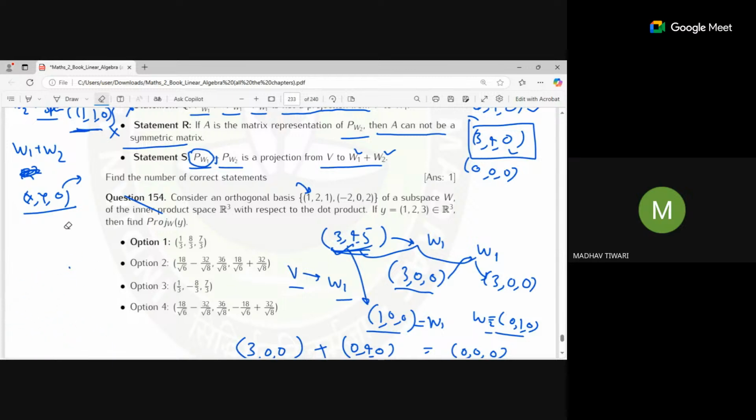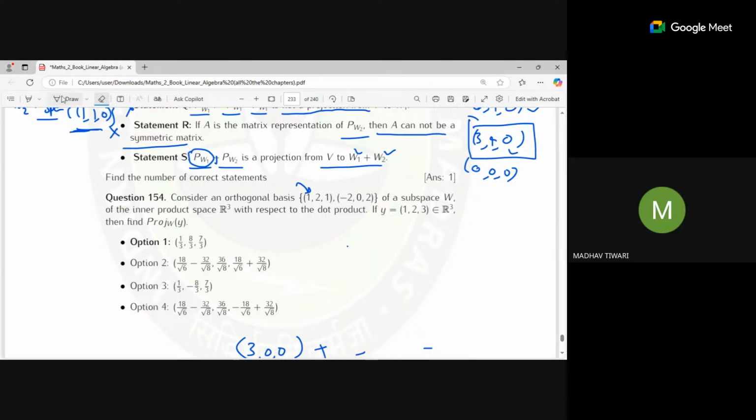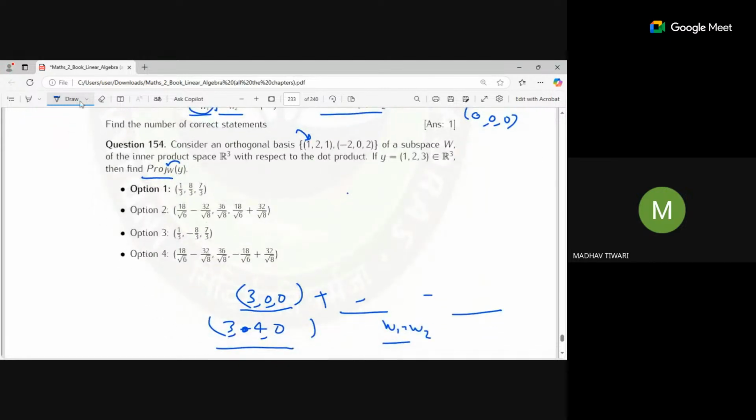Next question is here. An orthogonal basis is given here, and I have to find out the projection of y on this W subspace, meaning this one. So it is already orthogonal, so simply we can use the same formula and we will get our answer. I am doing this.